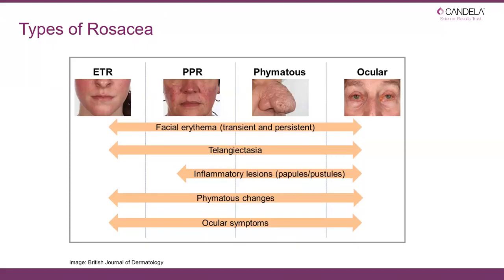This can then move on to over-proliferation of tissue, where we see the phymatous change, or rhinophyma, as it's more normally called. And finally, in certain cases with rosacea, you can actually get ocular involvement as well. It's not necessarily a case of everybody moving from the left-hand side of the screen to the right-hand side. Some or all of these parts can be present in the very early stages.